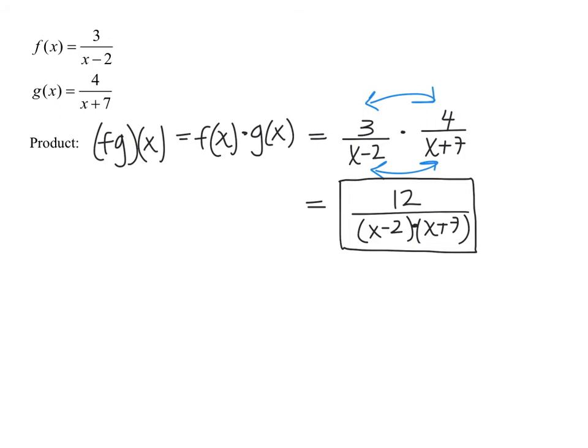Now the domain of this function, just like the sum and the difference, is the intersection or the overlap of the domains of functions f and g. So the domain for function f times g will be all of the values except for 2 and negative 7. Written as an interval, that will be negative infinity to negative 7, union negative 7 to 2, and union 2 to infinity.